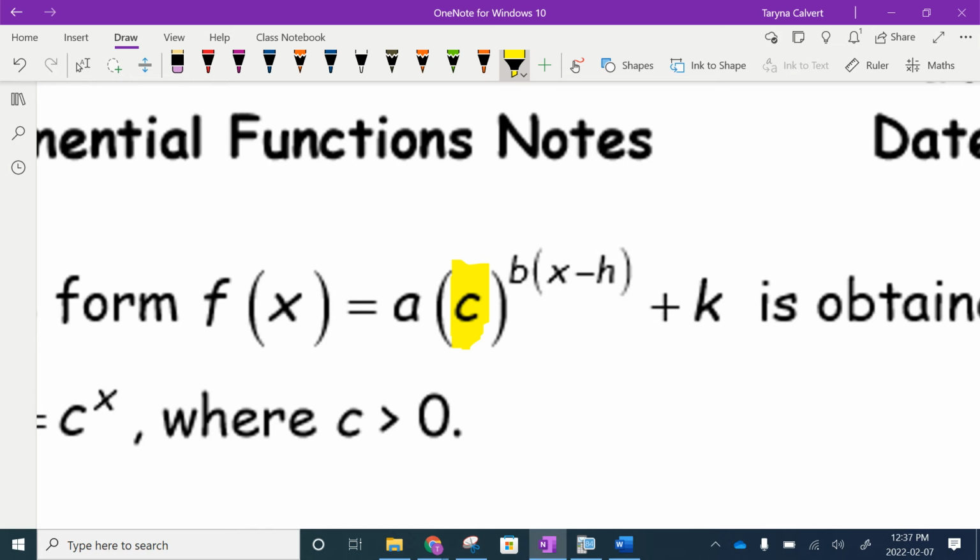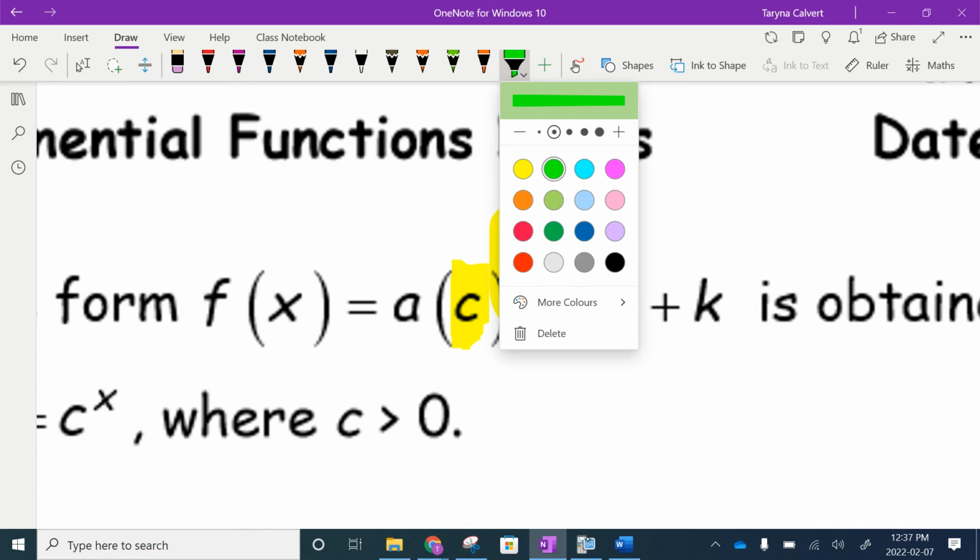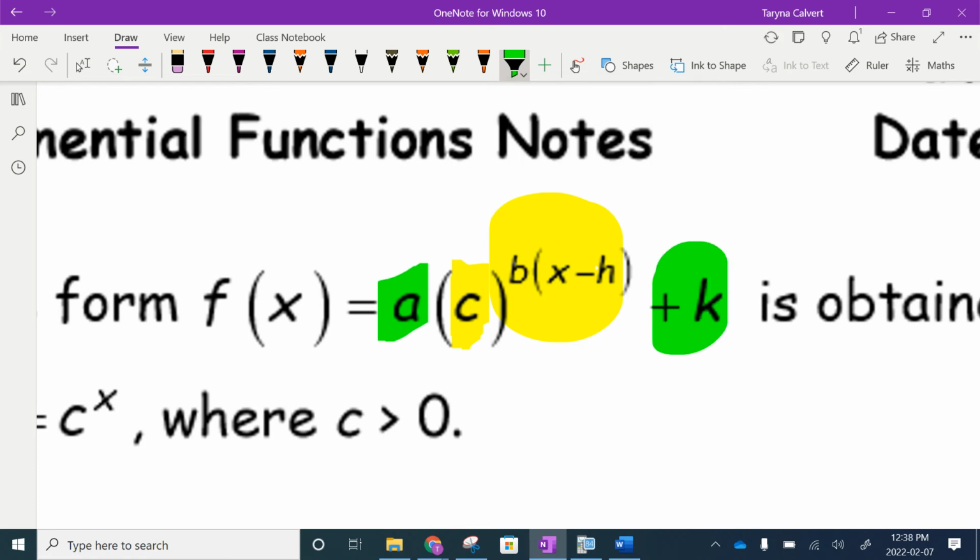So your a, b, h, and k are the same things they did in chapter 1 to exponential functions. Everything in the exponent, up here, is what happens to your x variable. Everything on the outside, your a and k, that's what's happening to your y variable when you're dealing with your transformations.